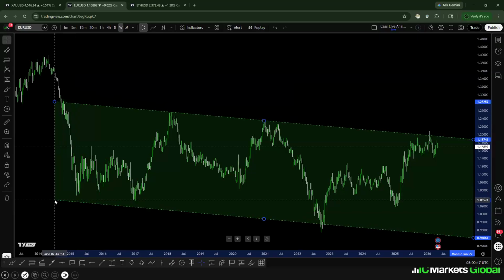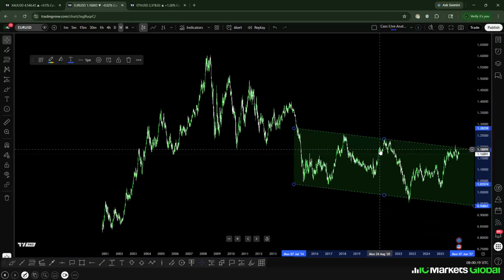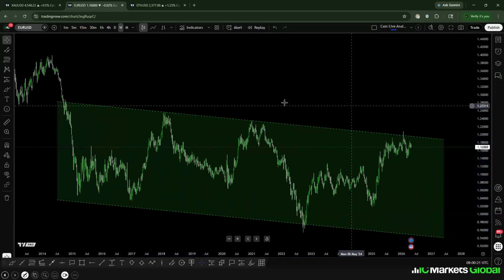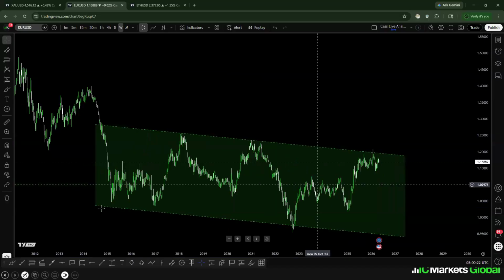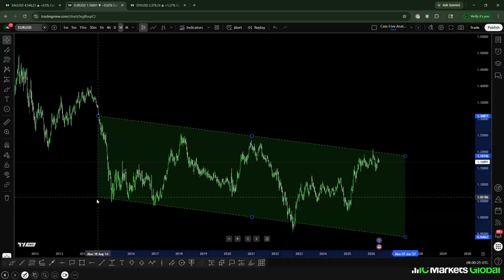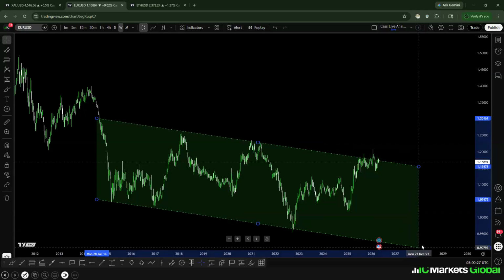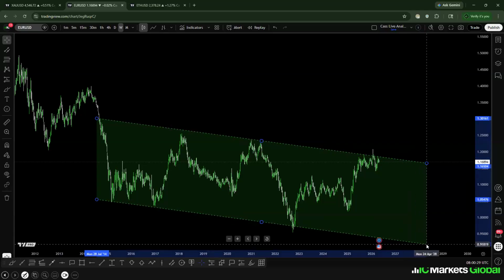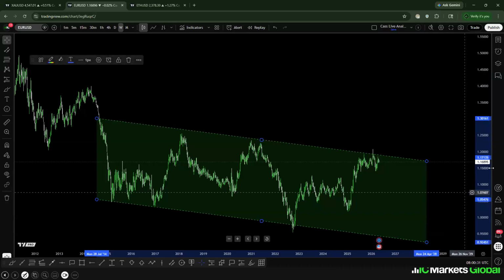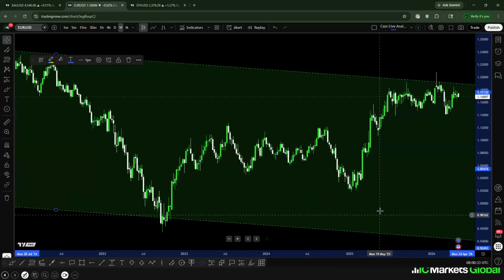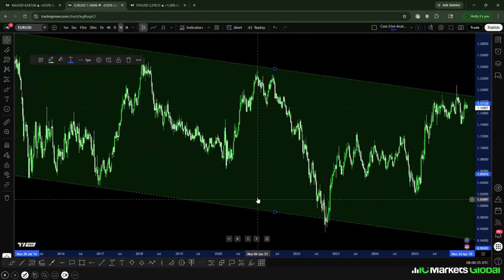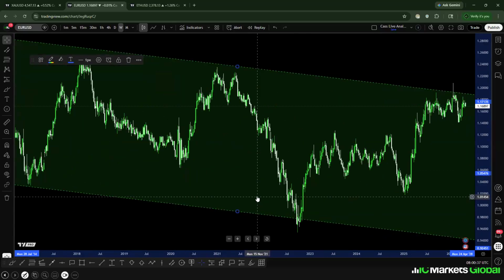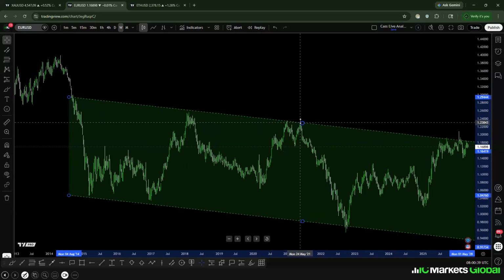Okay, so for the longest time, right? I know it's not perfect. Okay, we can adjust it. We can try to make it as perfect as possible. Don't worry, this is just a reference, right? It doesn't have to be so perfect because we are not doing the analysis on the weekly time frame. I'm just using the weekly time frame as a reference of where I think price is going.